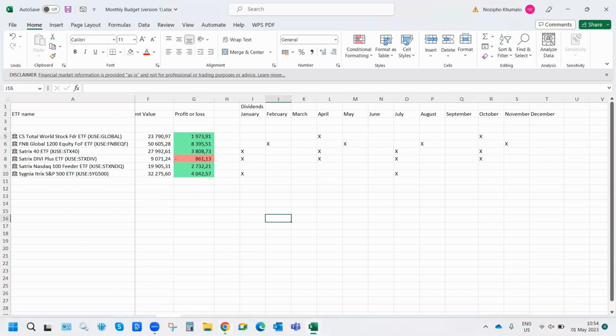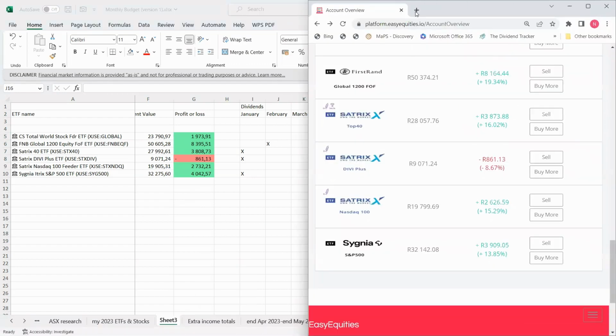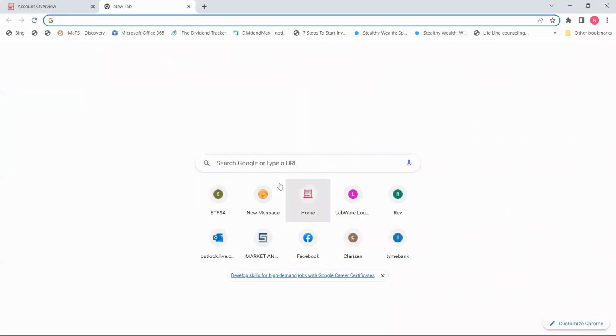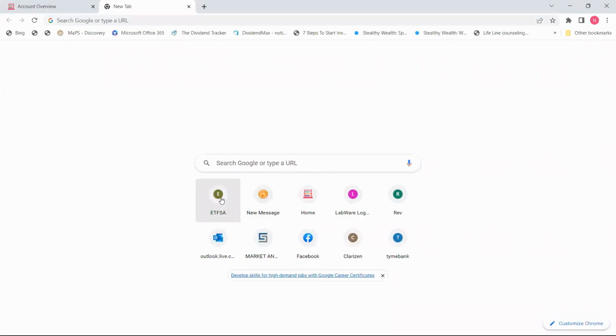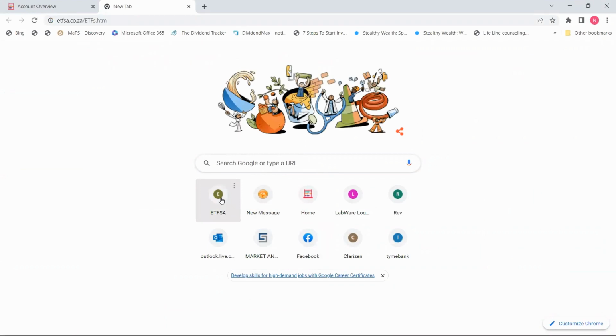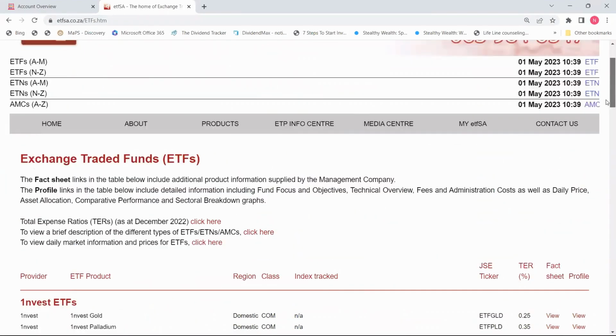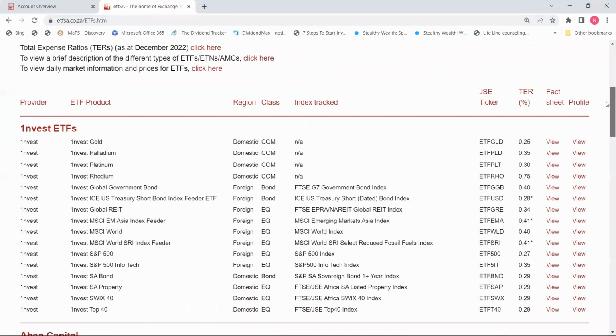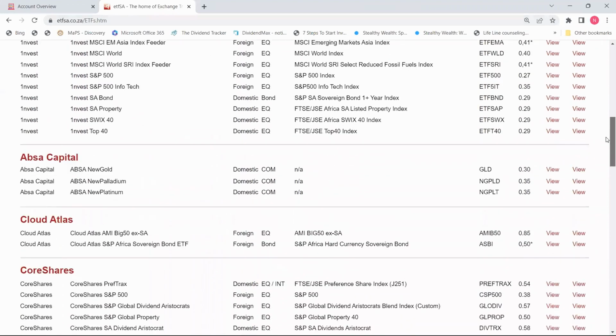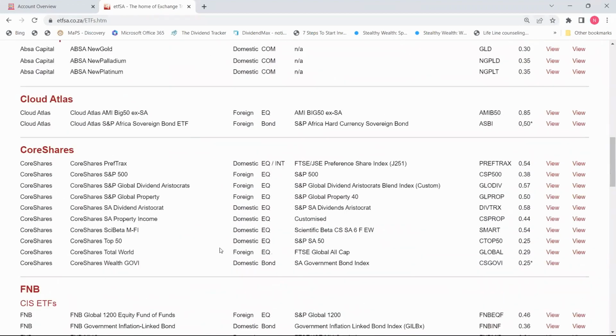Let me just verify that. To do that, let me go on to this website called etfsa.co.za. I actually saved it as a shortcut on my browser. So let's just go there and check. These are all the ETFs on the JSE, and they are ordered by alphabetical order, right? So we are looking for CoreShares. Here is CoreShares. Here's Total World.